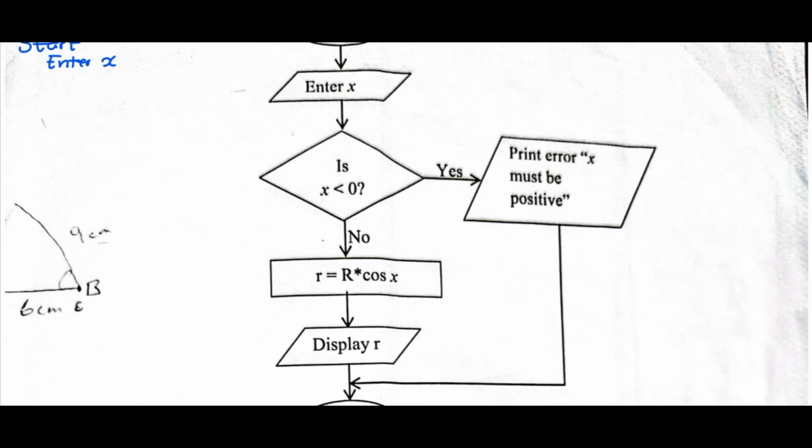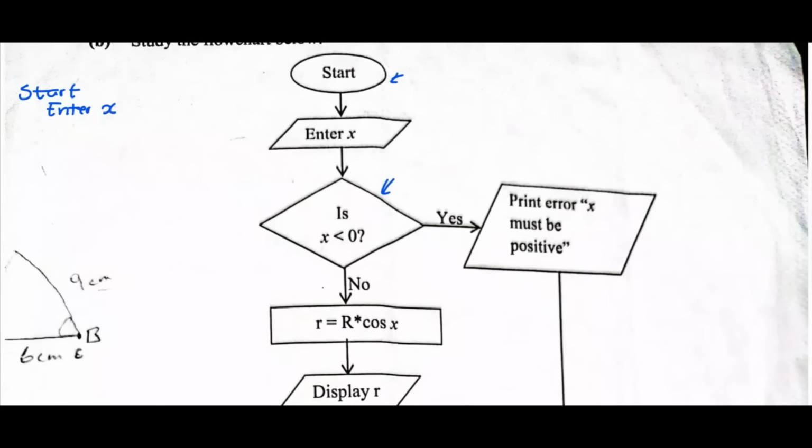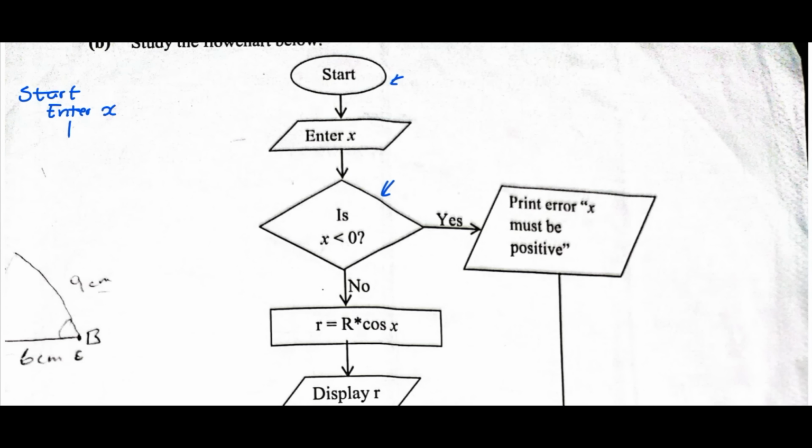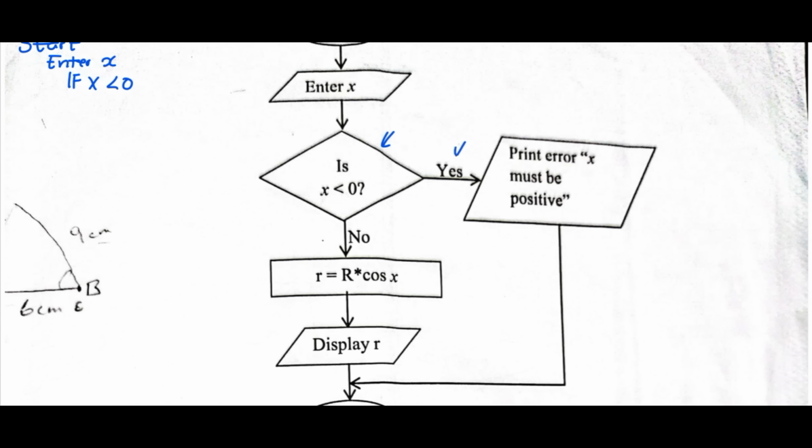Then look at this: is x less than 0? Whenever you are writing a pseudocode, this should be written as if x is less than 0. Then what are we supposed to do? There is yes. So we'll say if, then, where then simply means yes. Then we print error, x must be positive.